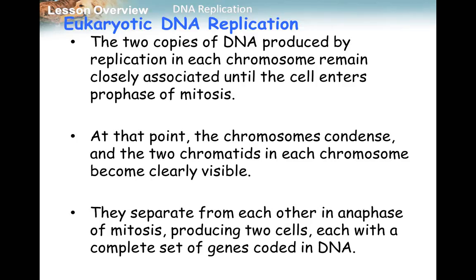The two copies of DNA produced by replication remain closely associated until the cell enters prophase of mitosis. At that point, the chromosomes condense and the two chromatids in each chromosome become clearly visible. They separate from each other in anaphase of mitosis, producing two cells, each with a complete set of genes coded in DNA.